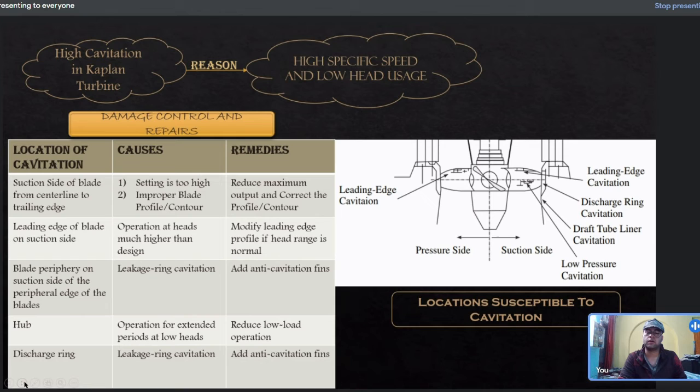Some areas of the turbine are more susceptible to cavitation than others, like the draft tube liner, hub, trailing and leading edge of the blade on pressure side, discharge ring, etc. All the others can be seen in the diagram given on the screen. The most probable causes and the remedies have also been mentioned for cavitation in the Kaplan turbine. They can be adhered to in order to reduce damage to the Kaplan turbine.